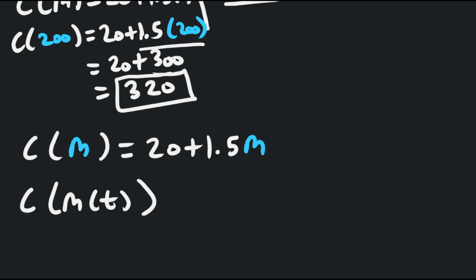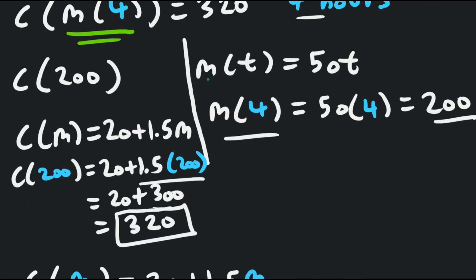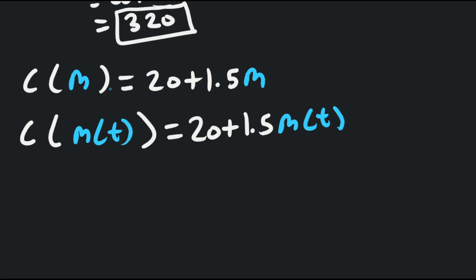Okay, so now, how do we find C of M of t? Well, we know C of M is 20 plus 1.5M. So for C of M of t, we're simply going to substitute M for M of t. So this would be 20 plus 1.5 times M of t. And what is M of t? Well, M of t is up here. M of t is 50t. So we know M of t equals 50t.